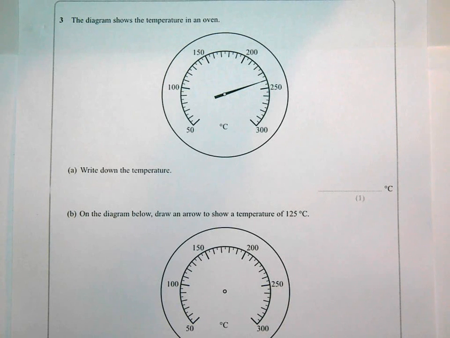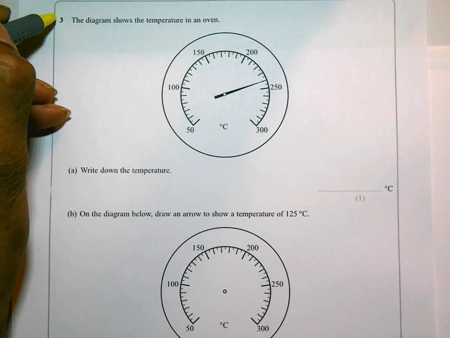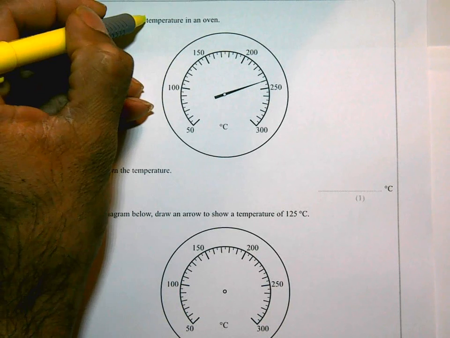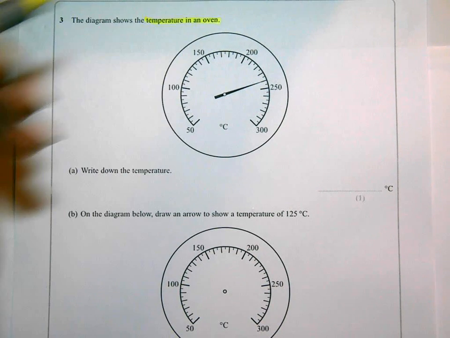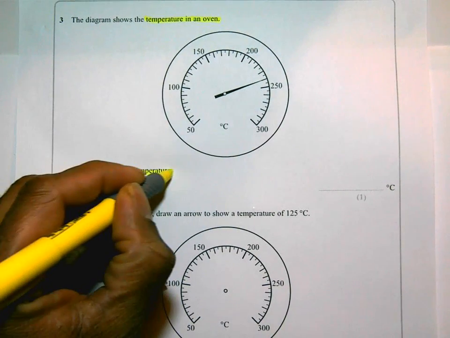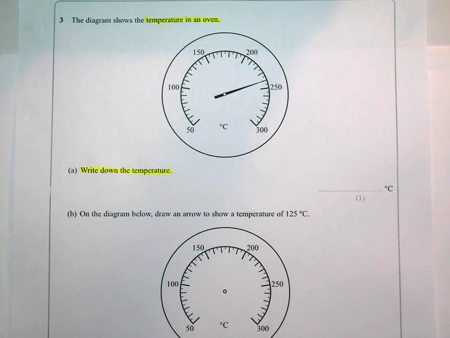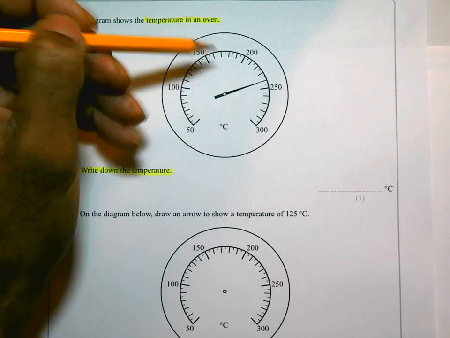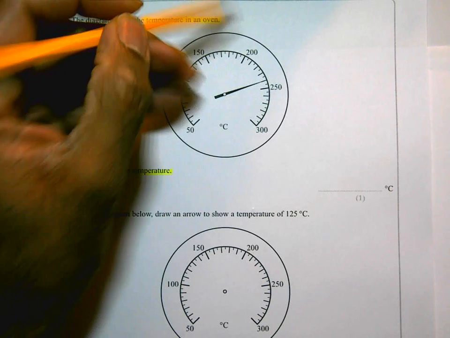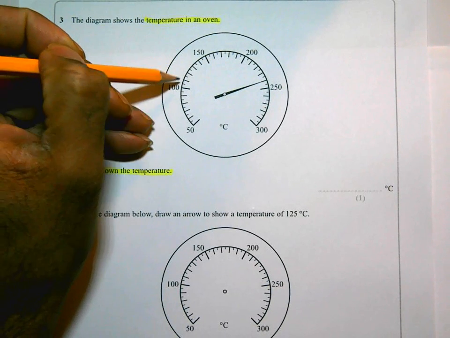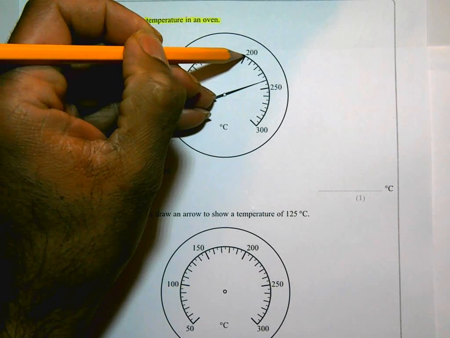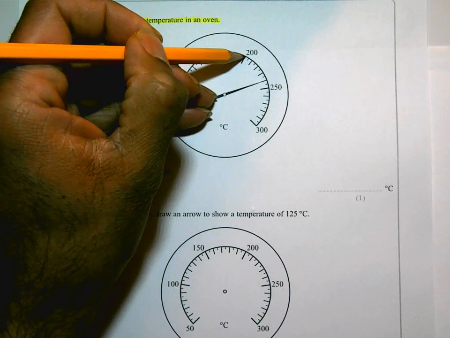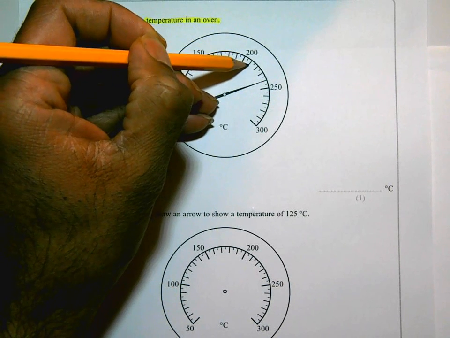Okay, here's question 3 on the foundation calculator paper. Here we go. The diagram shows the temperature in an oven. Write down the temperature. So what I need to do is to make sure I understand the scale that they're using. If I look from here, 200 to 250, let's look at these big spaces.